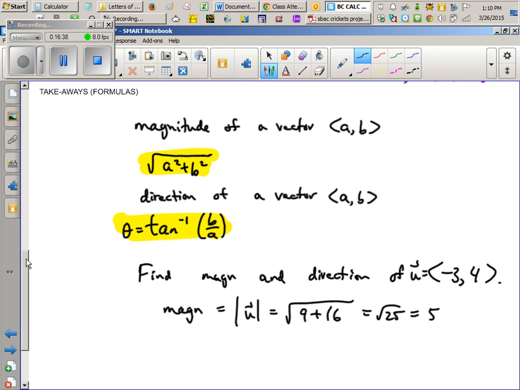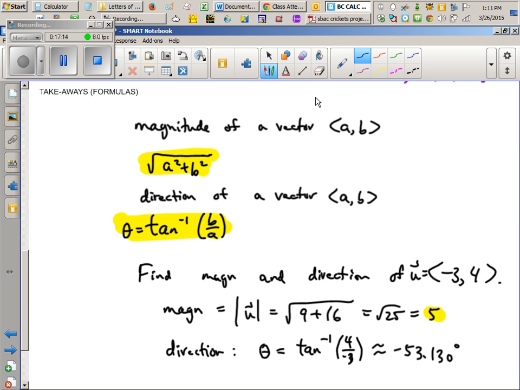5. So pretty easy calculation there. One of my reasons why it's my favorite vector. 5 it is. Okay, what about the direction? Well, if you get out your calculator and you type in theta equals inverse tan of 4 over -3, the calculator is going to lie to you and tell you that the answer is -53.130 degrees. I don't believe that for a minute.